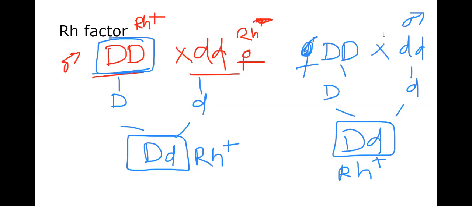So the pattern of inheritance correlates with Mendel: this is a tall plant and this is a dwarf plant. What you obtain in the first generation, all plants are tall. In that way we are talking about it. That means it follows the law of dominance. The Rh factor follows the law of dominance. So this is about the Rh factor.